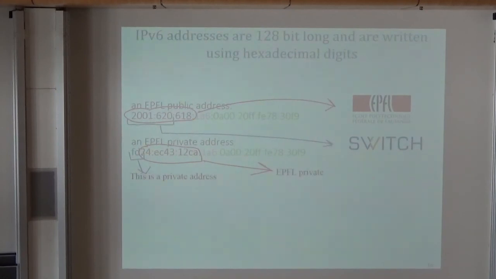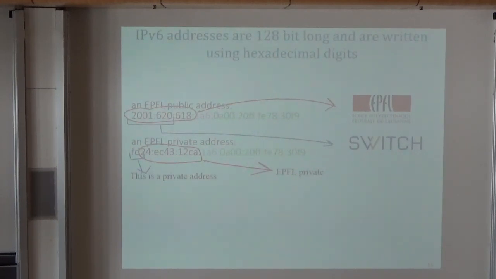So the address of a machine is the concatenation of the red part, which is the prefix that indicates EPFL. Then you have the pink part, 1A6, which is an identifier of a subnet inside EPFL. And then the green part, which is the host part. If you do things well, you can arrange things such that all the variable parts of the addresses, the subnet and the host part, are the same in the private and public domain.